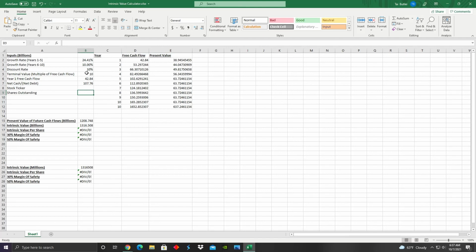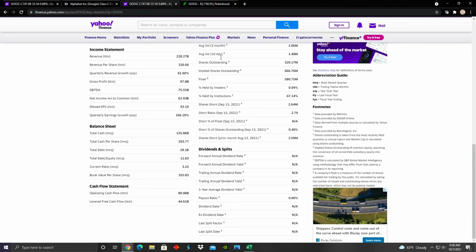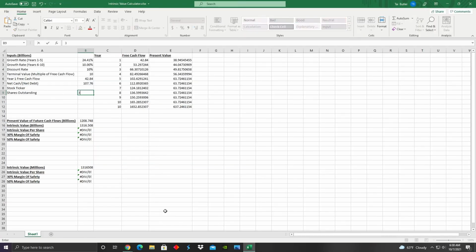And after putting these calculations in, we can see the value of Google's free cash flows after 10 years, their terminal value, which is essentially just what the business would be worth if we sold it in year 10. So this is just a multiple of their free cash flow. We can see right here that this is multiplied by billion, so whatever that number would be. And the way we figure out what the price would be to buy into the business is by dividing this number by their shares outstanding, which we can find right here, which is 320 million shares.